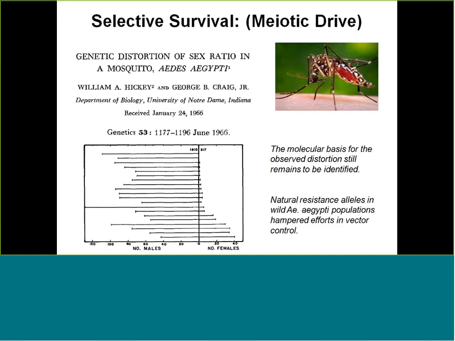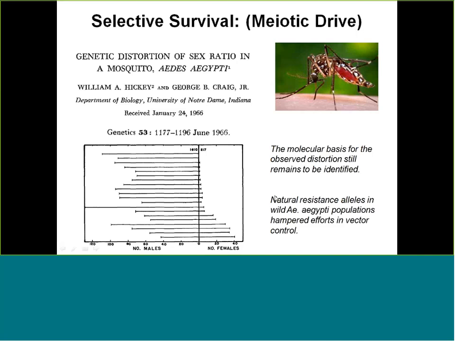And one of these is described in a paper from 1966 on a naturally occurring sex disorder based on what we'll call meiotic drive. When they looked at the number of males or females produced by parents of this, there was a strong bias towards male-specific progeny, and this could be inherited every generation. The males that came out of this also gave strongly male-biased progeny. And despite 50 years of effort, the molecular basis for this distortion remains to be identified.